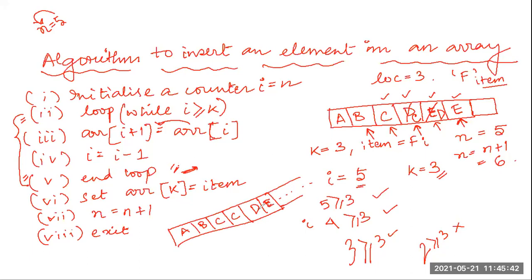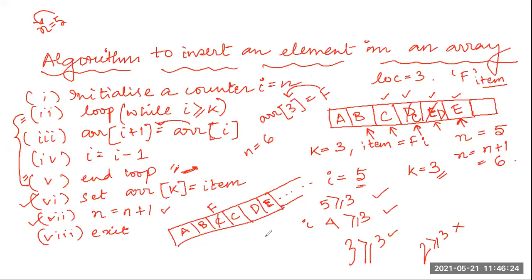That is why, when everything is done, at the sixth step, in array of K, that is the array's third location, I insert my item. My item was F, so F will be saved in the array's third location. So here my F is now saved. And afterwards I have to increase my number of elements by 1 since I have inserted my item. This is the step where the number of elements is updated. So now my n is 5 plus 1, 6.